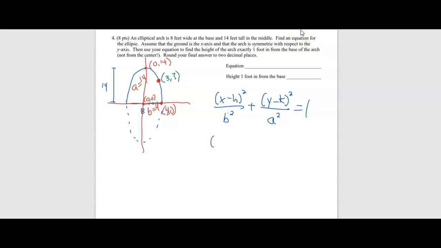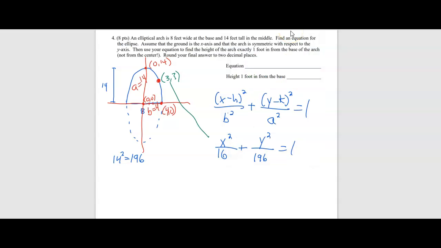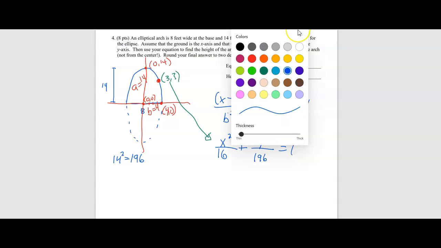First off, x minus h. h is 0, so the x minus h term is just x squared over b squared, that's 16. Plus y minus k, with k being 0, that's just y squared over a squared. Now 14 squared we would work out. It is 196. So we have the full standard form of this ellipse. So we can plug in 3 for x and solve for y to get the question mark that we're after. Let's see what that looks like.